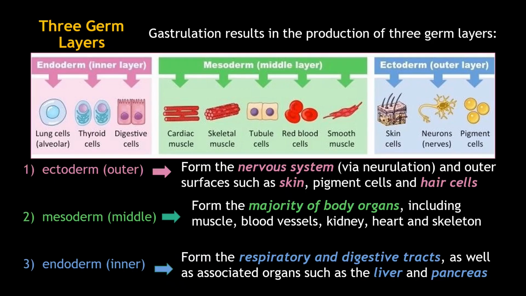Okay, just as a reminder of the previous video, we talked about the three germ layers, and here I'm showing you these three germ layers. The outer layer is the ectoderm, and from there the nervous system originates, also the skin and the hair cells. In the mesoderm, the one in the middle, the majority of the organs will originate, including muscle, blood cells, blood vessels, kidney, heart, and skeleton.